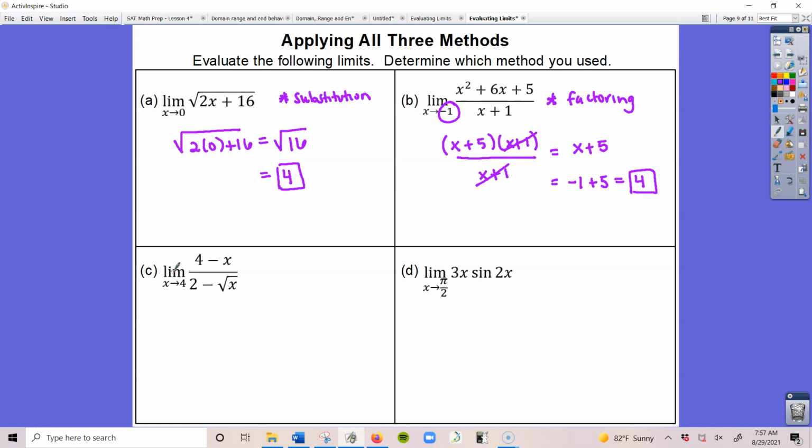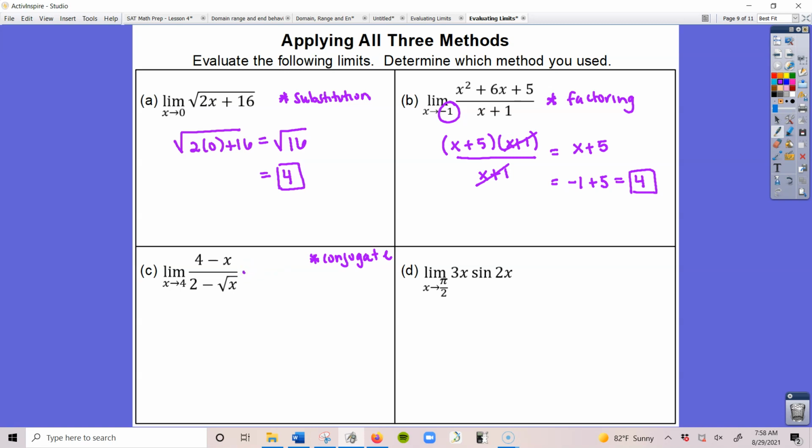Over here, we have the limit as x is approaching 4 of (4 minus x) over (2 minus the square root of x). If I plug in 4 into the denominator, I would get 2 minus the square root of 4, which is 2, and 2 minus 2 would give me 0. So that means that I am going to have to use the conjugate method. Since I have a square root, I won't be able to factor.